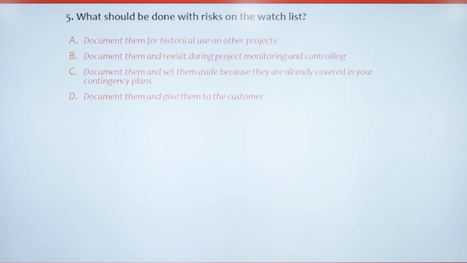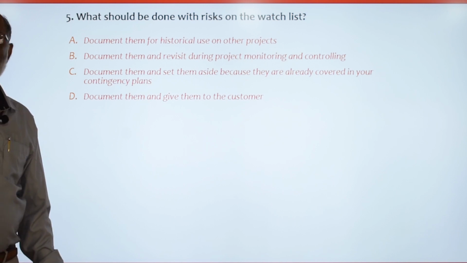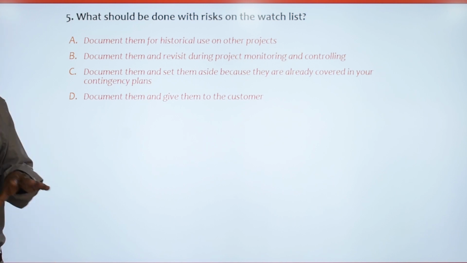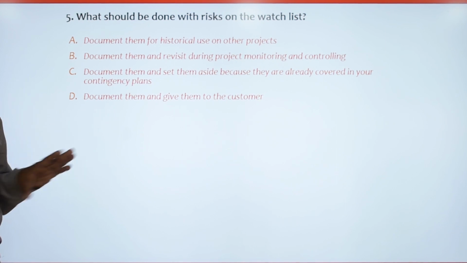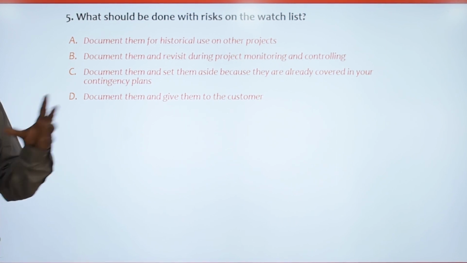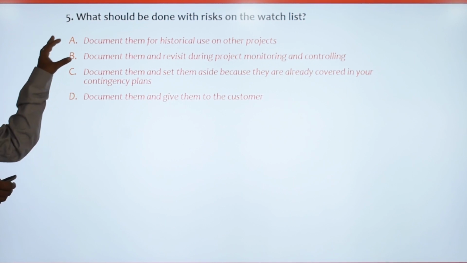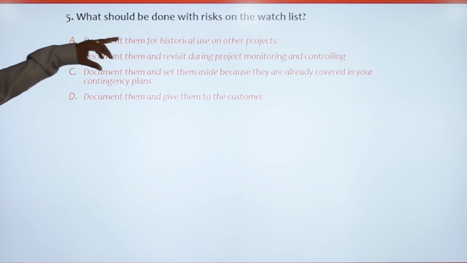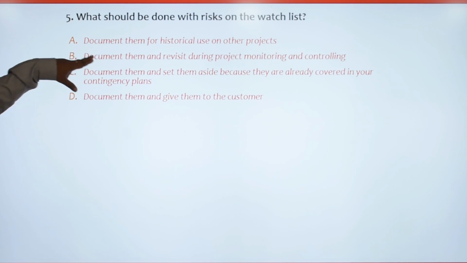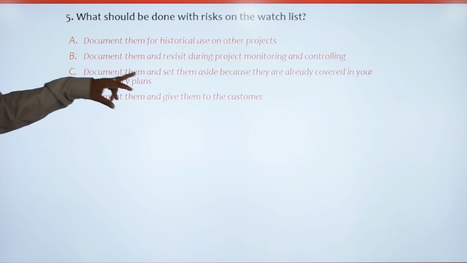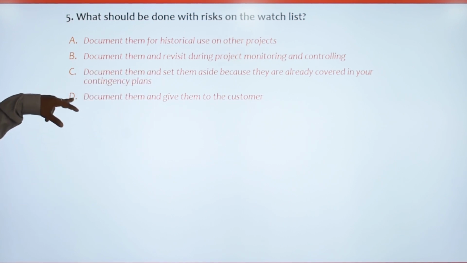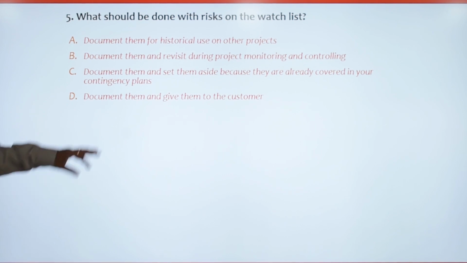Question number 5. What should be done with risk on watch list? We already talked about the watch list. So risks which are of low priority will be kept in something called a watch list, for which we may not plan any actions, and we will keep on monitoring that. So let us look at the options given. Option A, document them for historical use on other projects. Option B, document them and revisit during project monitoring and controlling. Option C, document them and set them aside because they are already covered in your contingency plans. Option D, document them and give them to the customer.